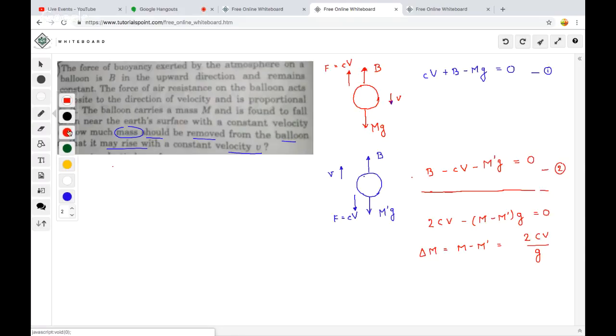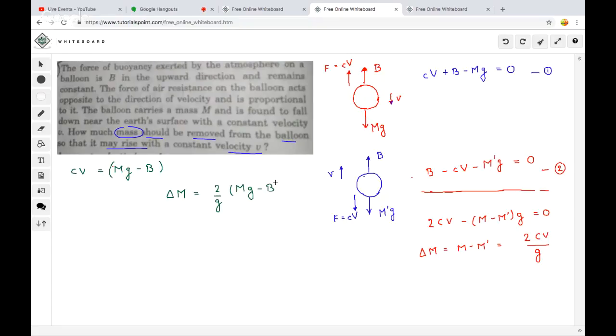Now look at the first equation. You'll see that C times V is equal to mg minus B. The value of C is not given, so I cannot just leave the answer in terms of C and V. That is why I need to substitute the value of CV from the first equation over here. So delta M will become equal to 2 by g times (mg minus B). This is how you solve this particular question.